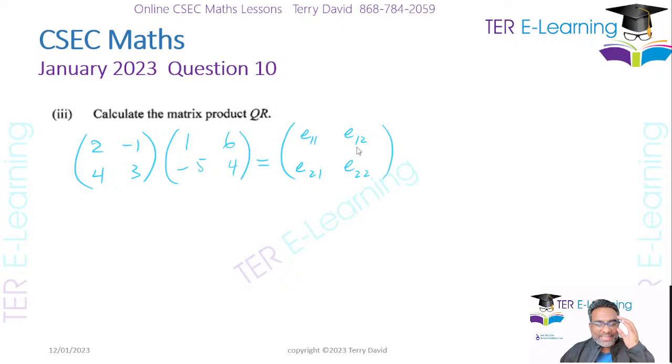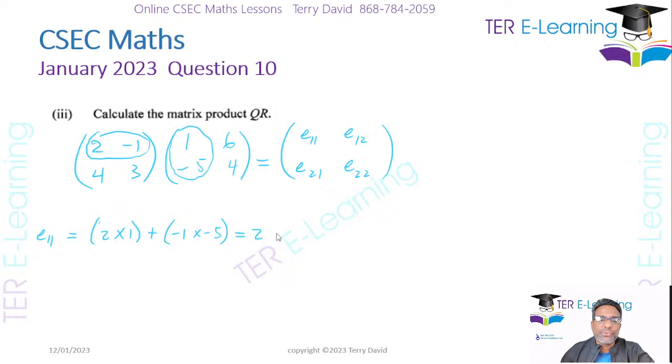The reason why I normally write it like this is so that students know exactly what they're going to multiply. So E11 is going to be row by column. That's a key thing to remember here. This row by this column. So that's 2 by 1 plus minus 1 by minus 5. So this is 2 plus 5, which is 7. Then I'm going to work out E12, again row by column. That's 2 by 6 plus minus 1 by 4. So this is 12 plus minus 4, that's going to be 8.